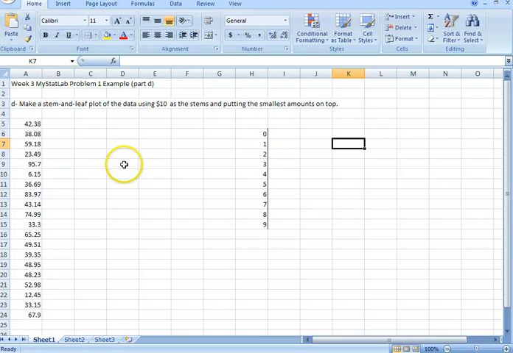Hey guys, this is Doug, and I got a little bonus coverage for you here on your Week 3 MyStatLab Problem 1 example in Part D, where you are making a stem and leaf plot.